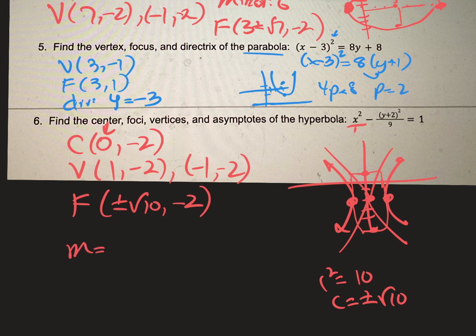Slope of the asymptotes. I'm doing this plus or minus square root of what's underneath the y, which is 3, over square root of what's underneath x, which is 1. So my slopes of the asymptotes are plus or minus 3. You could also count your picture right there if you want to.